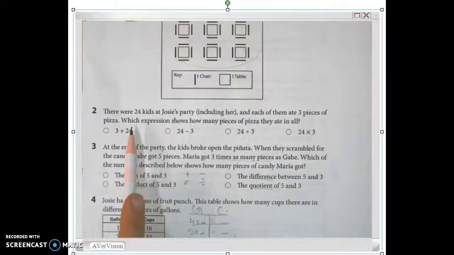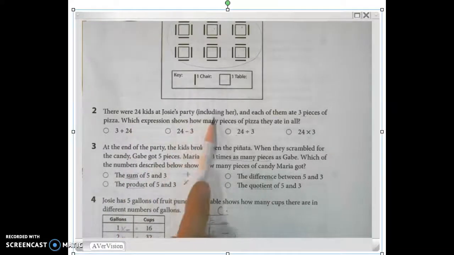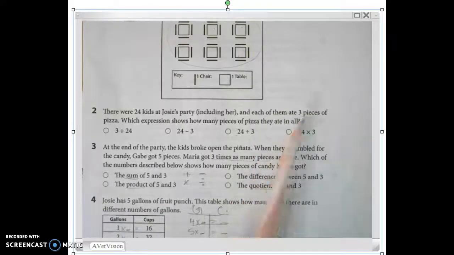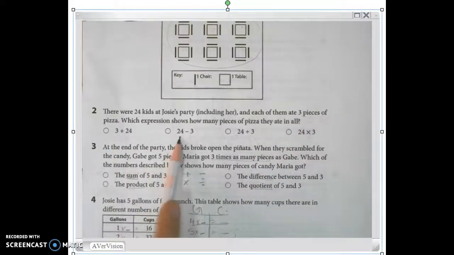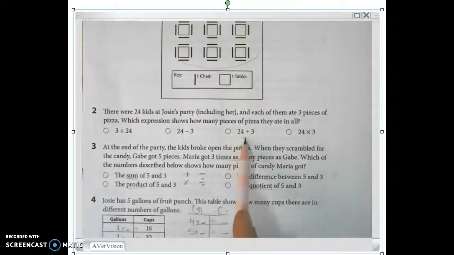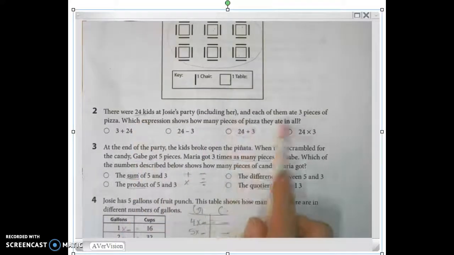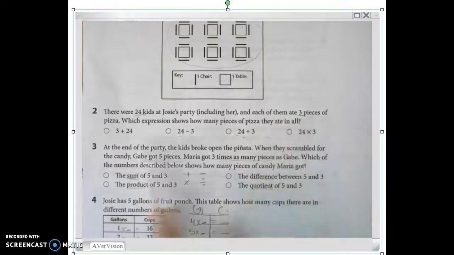Number 2 is saying that 24 kids at Josie's party, including herself, ate 3 pieces of pizza each. Which expression is going to show all the kids getting the pizza, or how many pizzas they ordered? So if there were 24 kids and each of them ate 3 pieces, which one of these is going to represent how they divided those up?